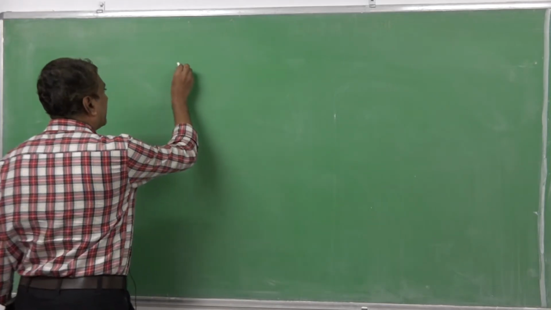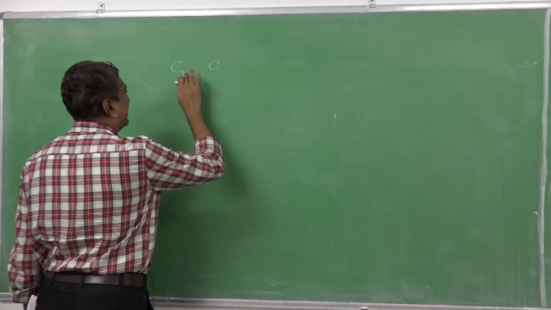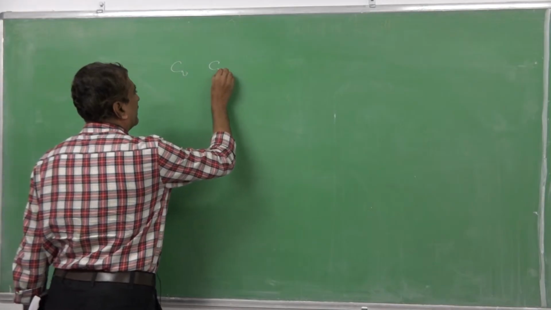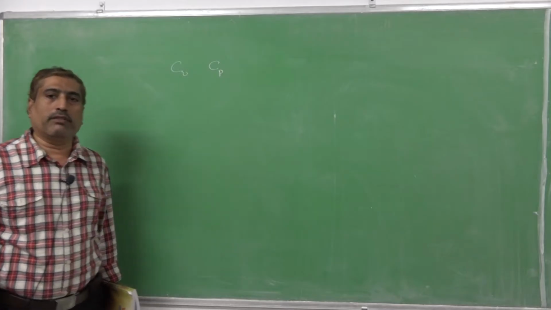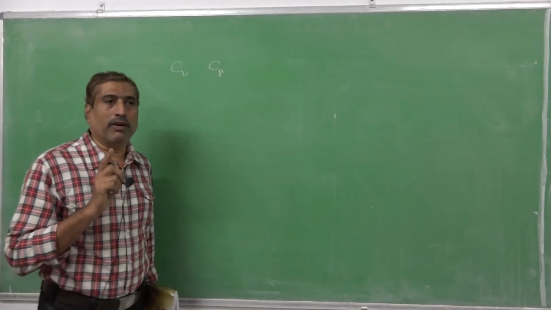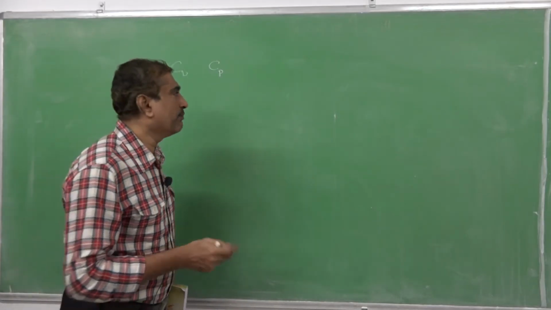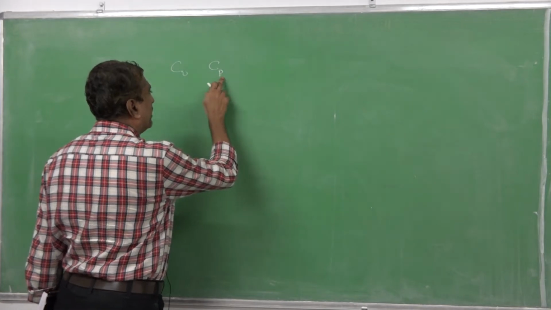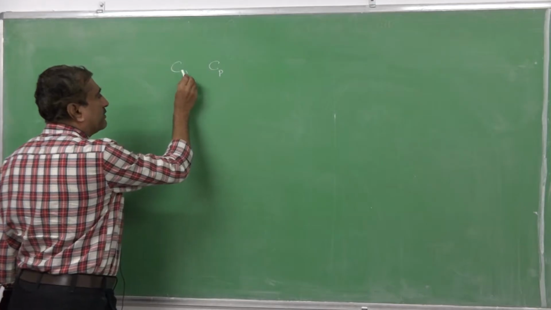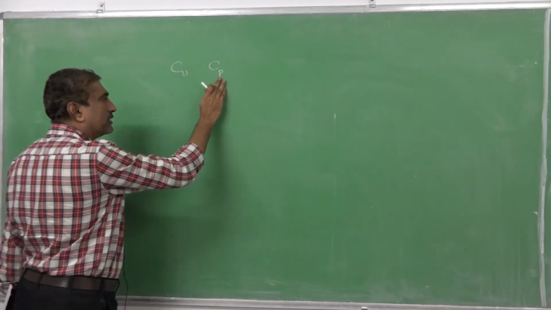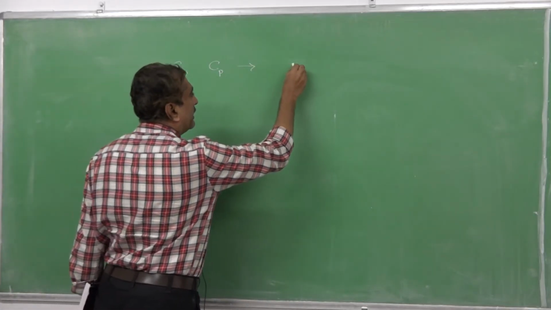So specific heat of a gas at constant volume, specific heat of a gas at constant pressure, and these are defined as the amount of heat required to raise the temperature of 1 gram of gas by 1 degree rise in temperature. Okay, so they are called Cp and Cv. So they are represented as small Cv and small Cp. Okay, specific heat at constant volume, specific heat at constant pressure. So these are for 1 gram of a gas for 1 degree rise in temperature.